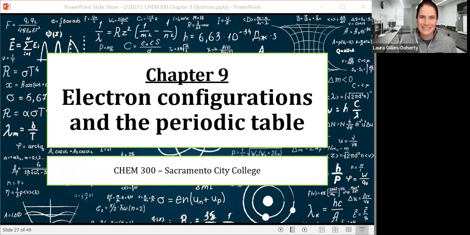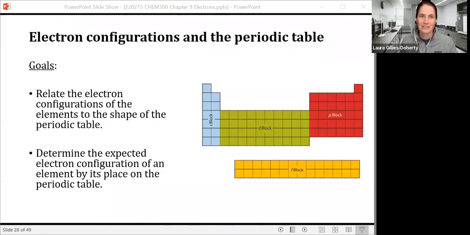Everybody, welcome back. This is chapter 9, and this time we're talking about electron configurations and how we can use the periodic table to help us write electron configurations. So the goals of the section are to relate the electron configurations of the elements to the shape of the table, and then to determine the expected electron configuration of an element based on where it's located on the periodic table.